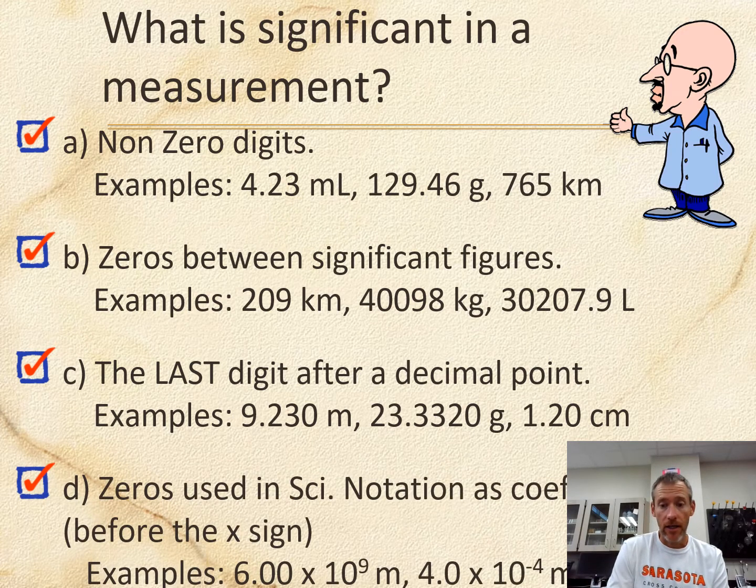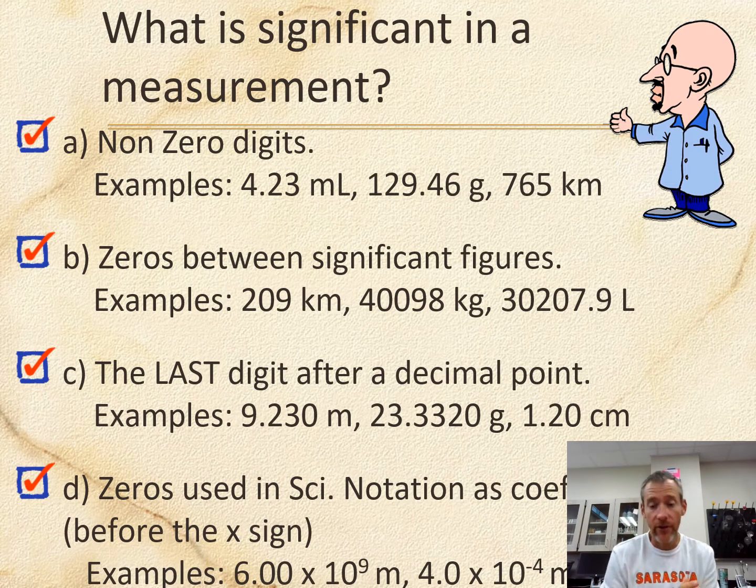And then zeros used in scientific notation as coefficients are also significant. So 6.00 times 10 to the 9: you're looking at the coefficient, 6.00. So those zeros are after the decimal and after a sig fig. So those count. So that's 3 sig figs.